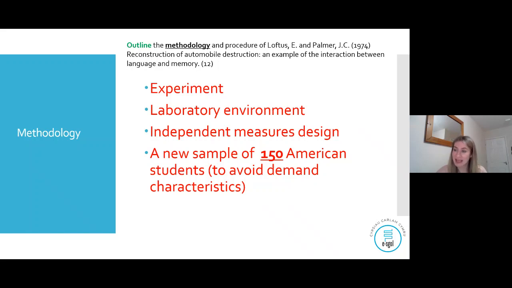So it was an experiment, again really highly controlled, and it was in a laboratory environment. Independent measures design, like I've just said, and a new sample of 150 American students. They did this to avoid demand characteristics. If you've already done an experiment looking at clips of a car and asking questions about it, you may act and behave slightly differently if you were asked to do it again. So that's why she used that independent measures design, just to make sure that her results were as accurate as possible.